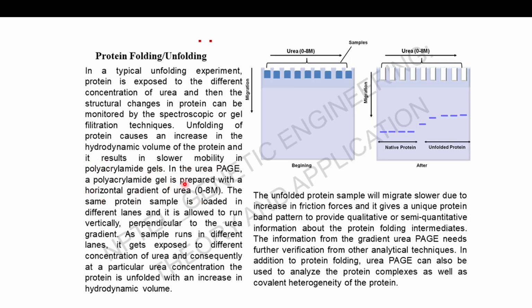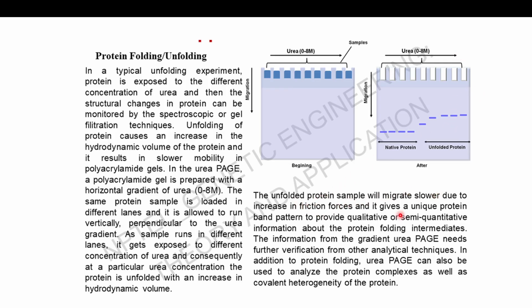In urea PAGE, a polyacrylamide gel is prepared with a horizontal gradient of urea. The same protein sample is loaded in different lanes and it is allowed to run vertically, perpendicular to the urea gradient. As the sample runs in different lanes, it gets exposed to different concentrations of urea, and consequently at a particular urea concentration, the protein is completely unfolded with an increase in hydrodynamic volume. Right? So mostly the concentration increases from the first well to the last well. The last well has the highest concentration of urea, and hence the protein will be maximally unfolded in this particular zone.